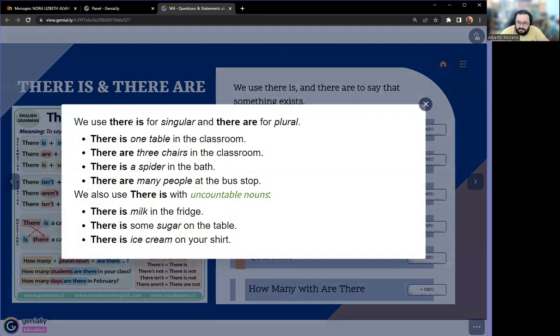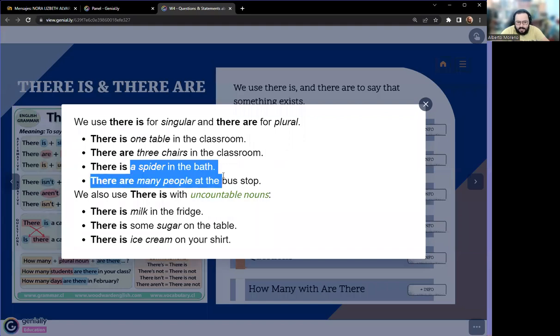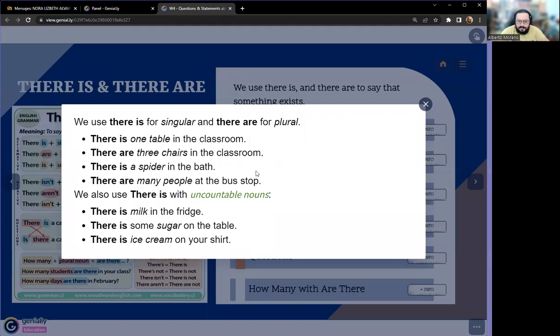We use there is for singular and there are for plural nouns in order to talk about their existence. For example, there is one table in the classroom. There are 3 chairs in the classroom. There is a spider in the bath. There are many people at the bus stop. So is for singular, are for plural.